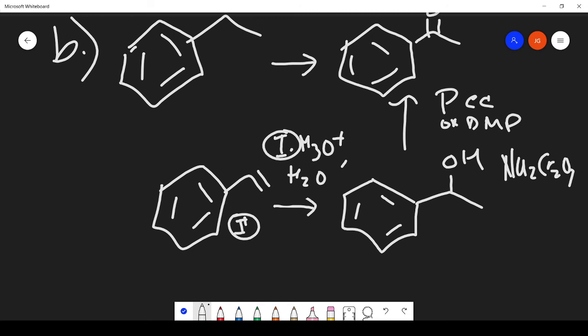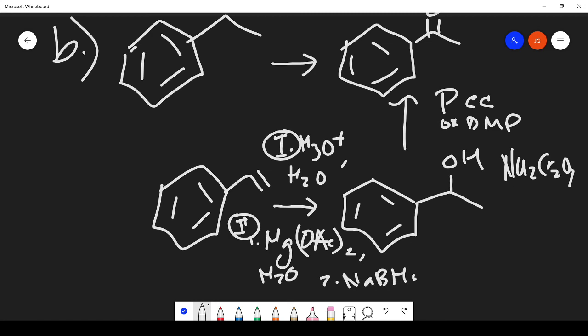And I'm not going to draw the arrow pushing for that. But in essence, the main reagents we're using are HgOAc2, H2O, and this has to come in the second step. We have to add NaBH4, and it's OH, NaOH. Okay.